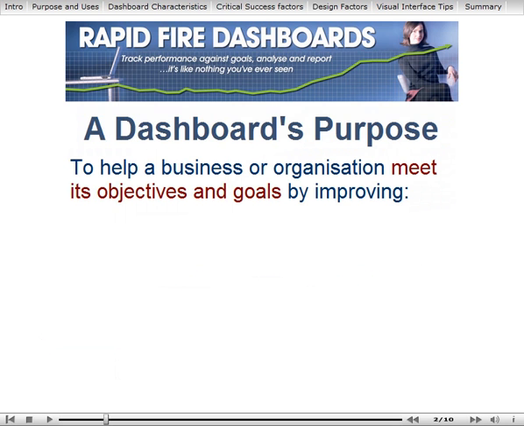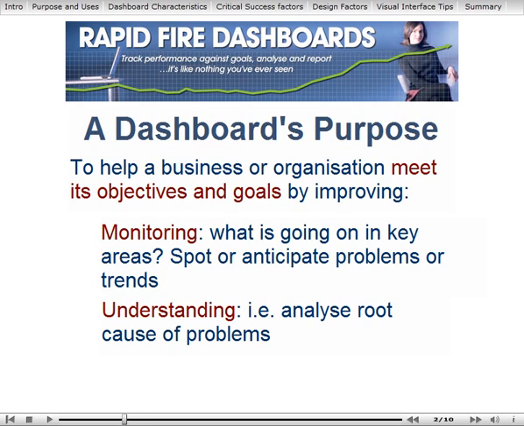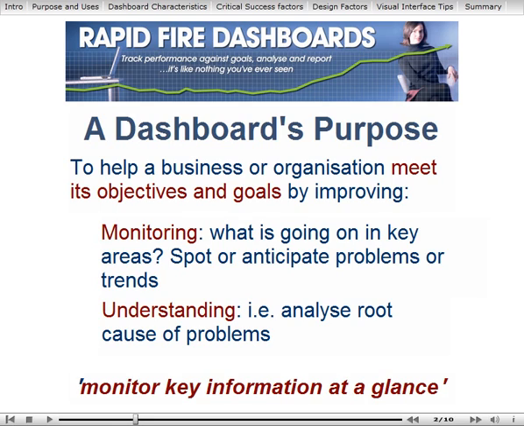The first thing to consider is a dashboard's purpose. Ideally, it's to help a business or organization meet its objectives and goals by doing one of two things. Firstly, by monitoring what's going on in key areas, spotting and anticipating problems or trends. Secondly, dashboards should allow you to develop a better understanding of what's happening in the business, especially if there are issues and problems. It should be able to help you analyze the root cause of problems. Finally, you could say that a dashboard's purpose is to monitor key information at a glance.